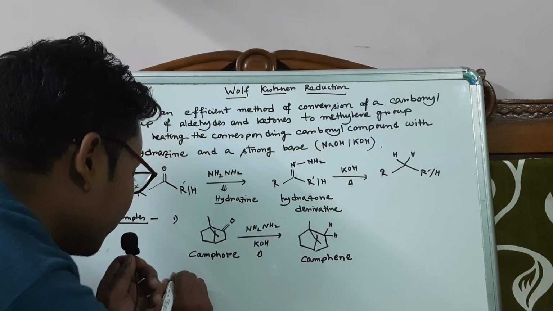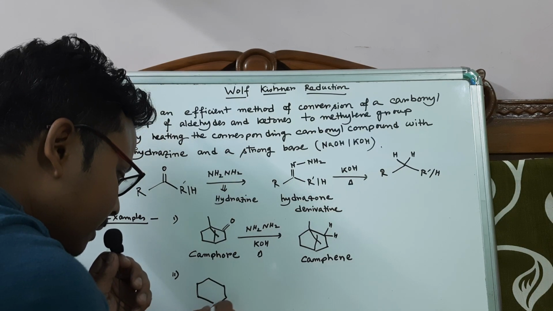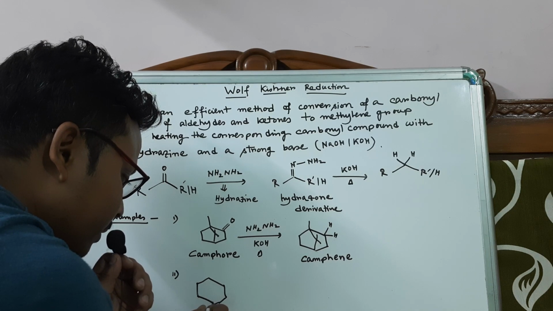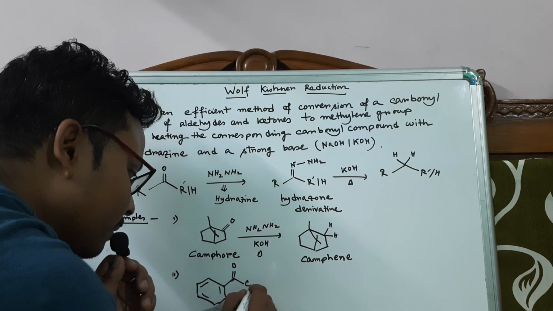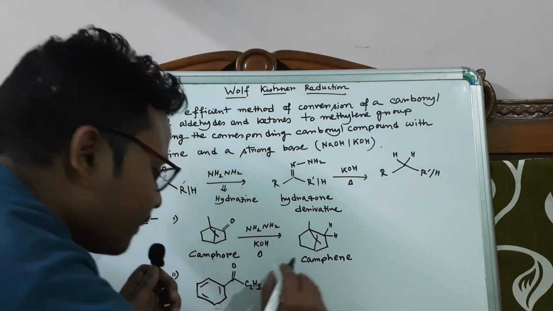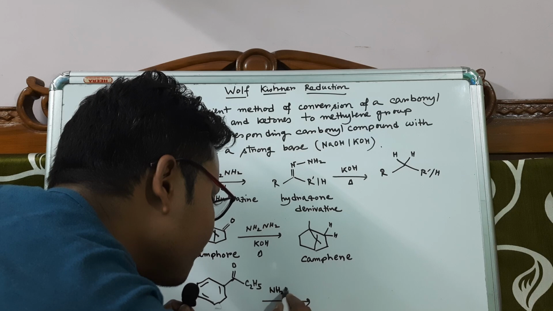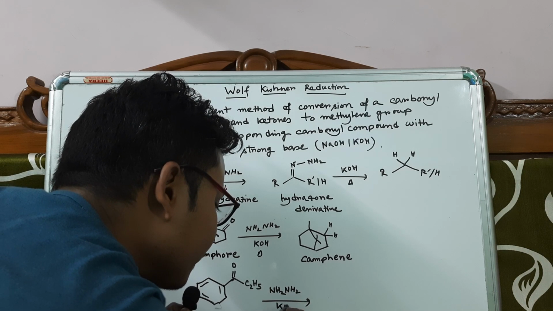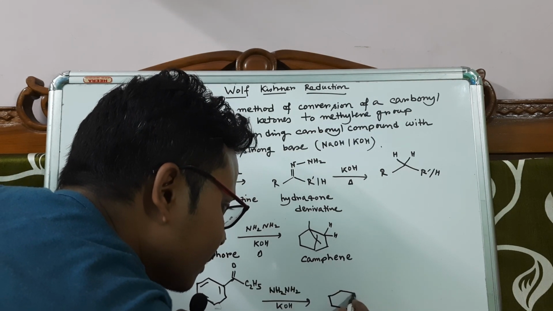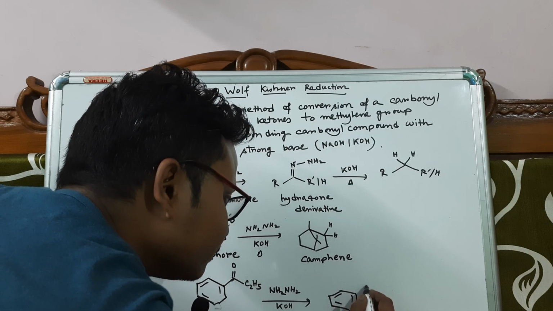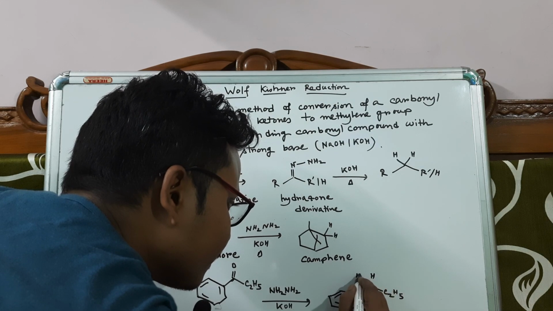And if we look at another example, here is also a carbonyl ketone with C2H5. If you treat this compound with NH2NH2, KOH, and heat, it will become a simple compound, C2H5 with CH2.